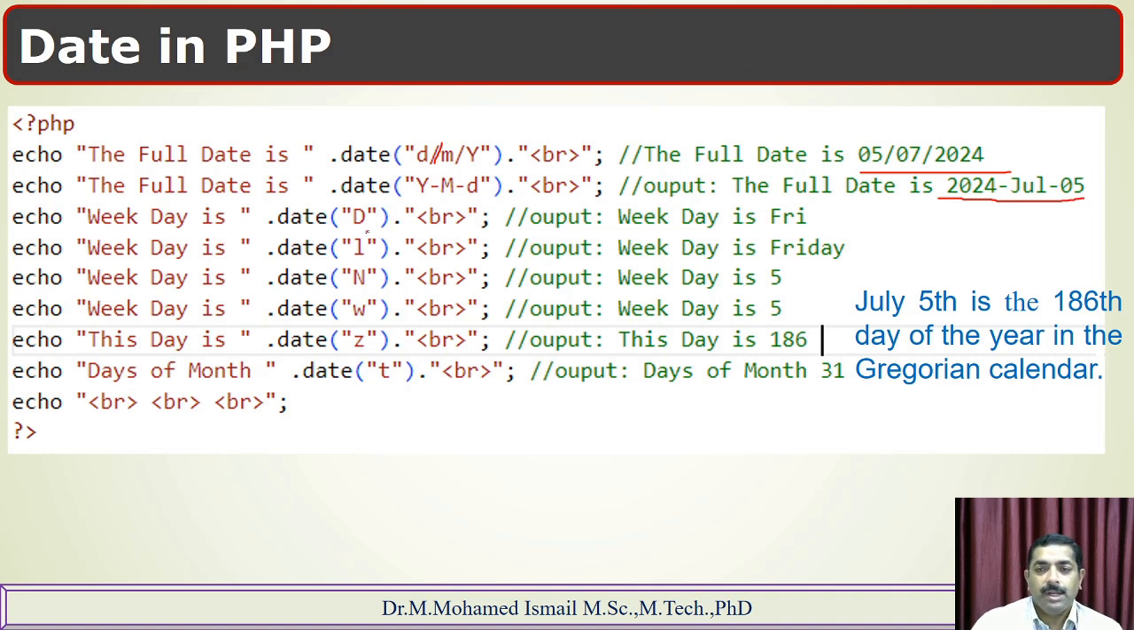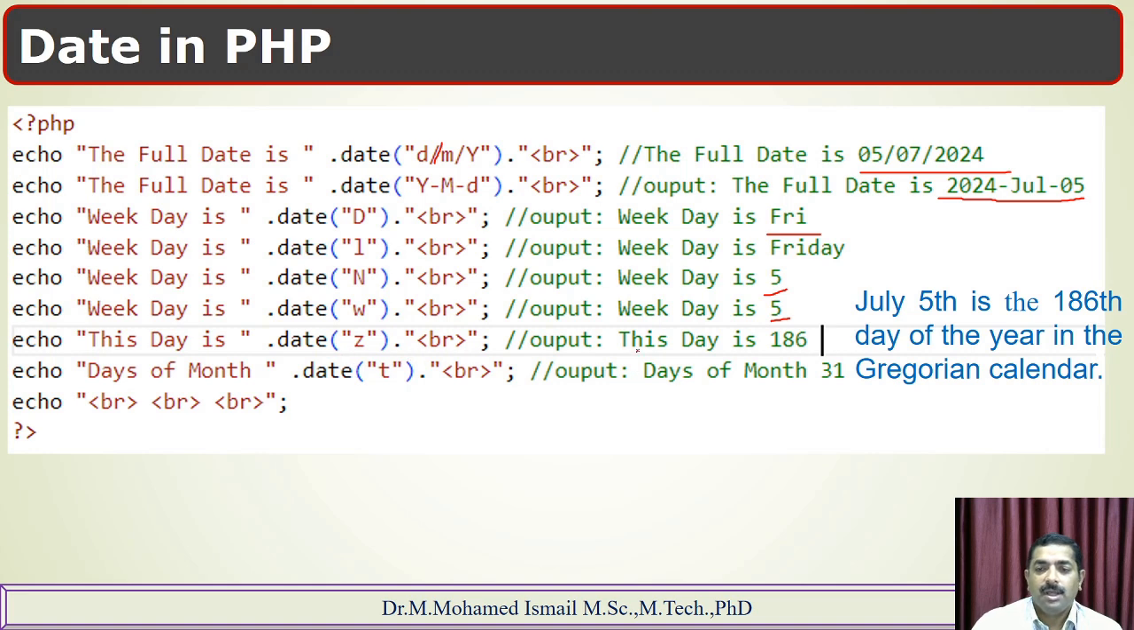Capital D is the weekday in a 3 letter word. Friday means Fri. Capital l means the full name, it will print Friday. Capital N, the weekday is 5. Friday is a 5, so it's calculating the 7 days. Like that. Small w, 5, a single digit will print.